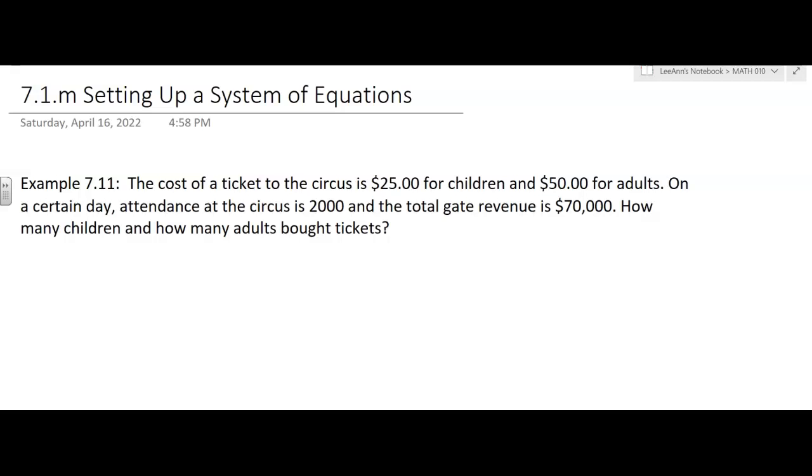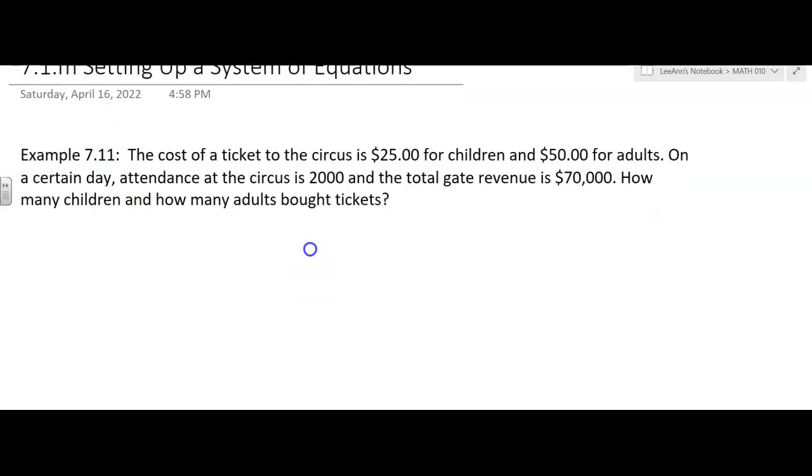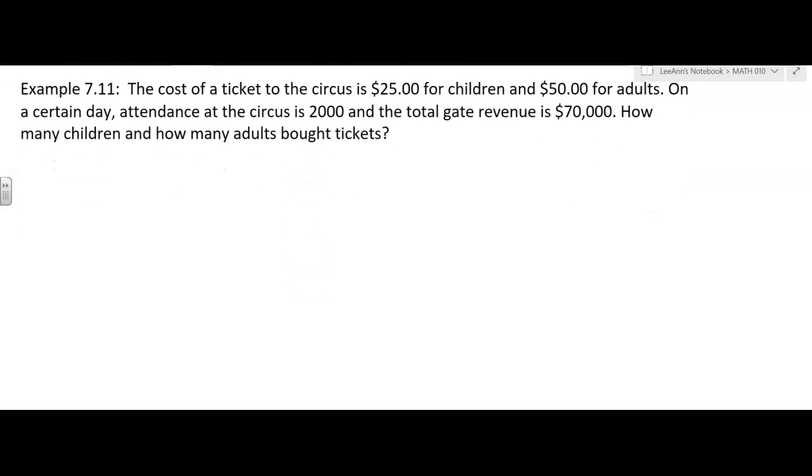Okay, so now they're going to give us a problem where we're going to set up the system of equations and then we're going to solve it. So these are fun. This is a pretty common type problem where we're selling tickets. Okay, so it says the cost of a ticket to the circus is $25 for children and $50 for adults. On a certain day, attendance at the circus is 2,000, so 2,000 people came, and the total gate revenue is $70,000. How many children and how many adults bought tickets?